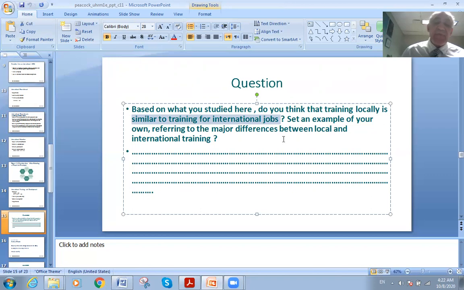Give an example of your own, referring to the major differences between local and international training, like we said before. Will it be the same or will it be different from local to international? And this is another point. Okay.